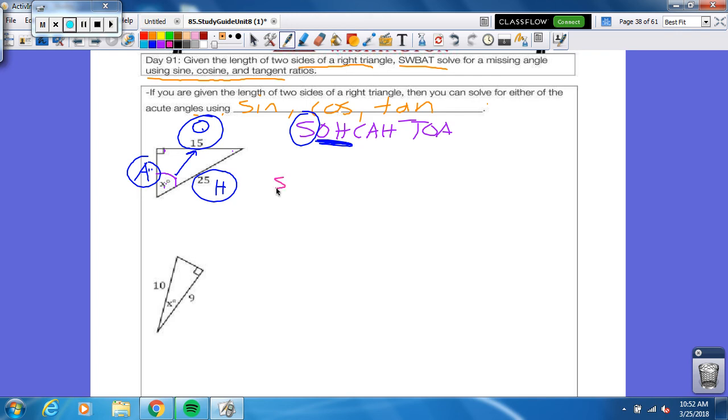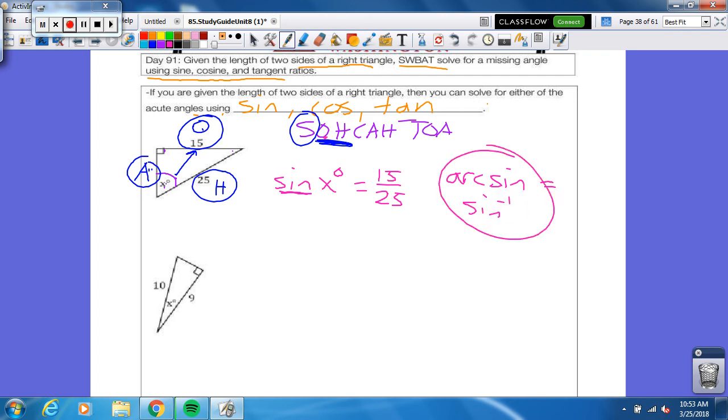So the sine of x degrees, I don't know what that is, that's what I'm trying to find out, equals the opposite, which is 15, divided by the hypotenuse, which is 25. Okay, so how do I solve this? Generally you just do the opposite. So what's the opposite of sine? Well, the opposite of sine is called arc sine, or inverse sine, like that. These two are the same thing. Whenever you see arc sine or sine to the -1, that's inverse sine.